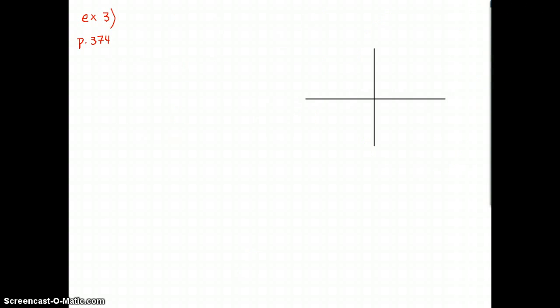So example 3 on page 374 says, let theta be any angle in standard position whose terminal side contains the point -5, 3. Find the 6 trigonometric functions of theta. So let's come up with the setup to start. Here we are at -5, 3, and we're told that let theta be on the terminal side that contains the point -5, 3.